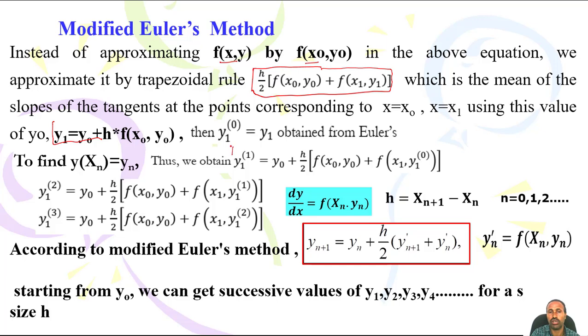With this algorithm, you can have f of x naught, y naught. At every step you substitute, then x1, y1. Then y1 is from the above step, you proceed. Then you can find the solution. So according to modified Euler's method, this is the algorithm. You can use this algorithm: y_{n+1} is equal to y_n plus h over 2 by the trapezoidal rule, where the derivative y_n prime is f of x and y. So for every step you can find according to modified Euler's method.